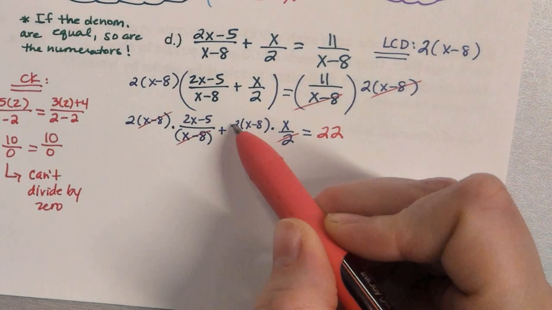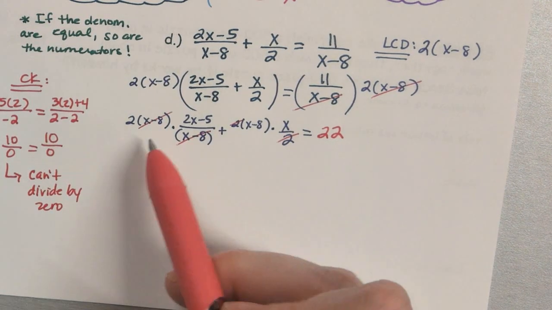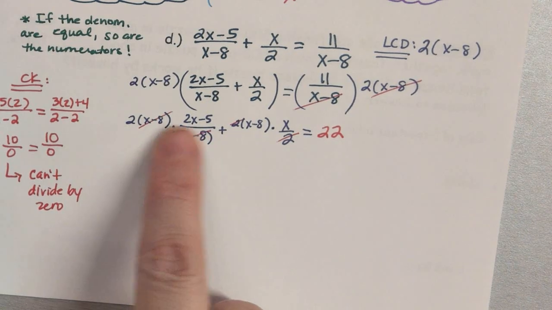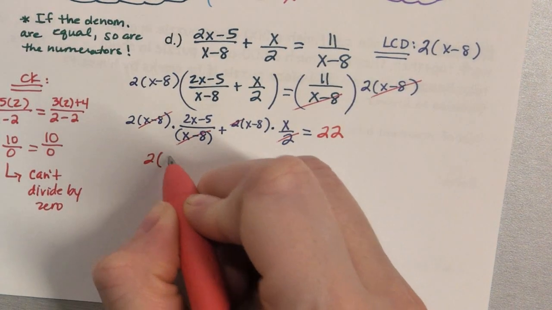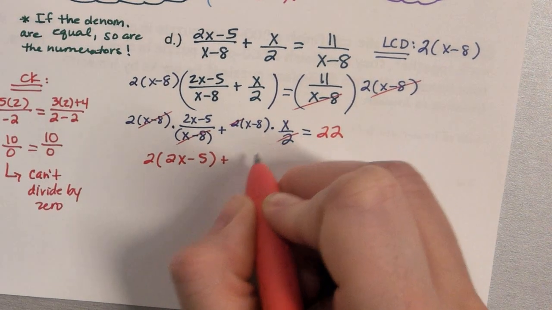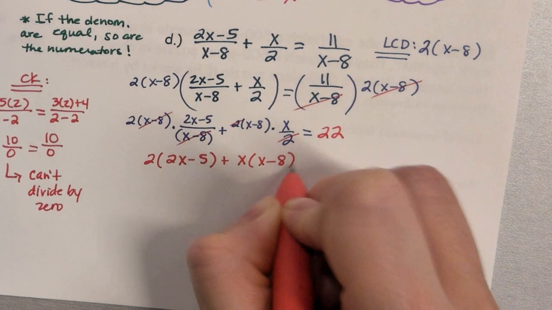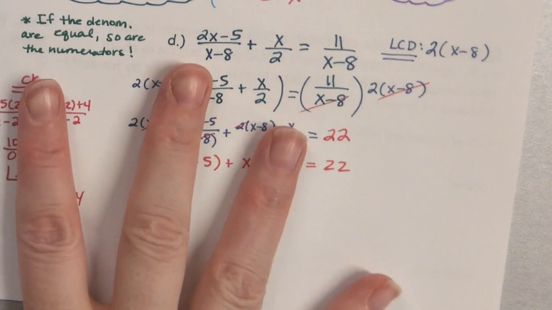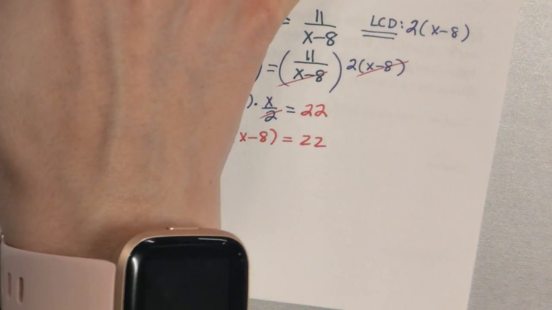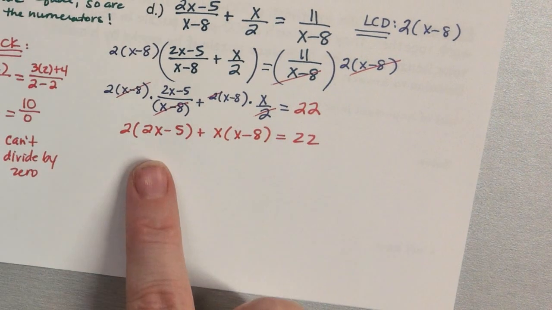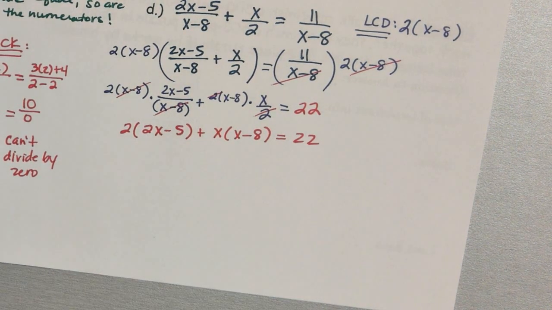Okay, so then once you cancel these out, just look and see what you're left with. So here you have 2x minus 5. So you're going to multiply those together. Here you have x minus 8 times x. I'm going to write it like this because I'm going to distribute. All right, and then go ahead and distribute there.